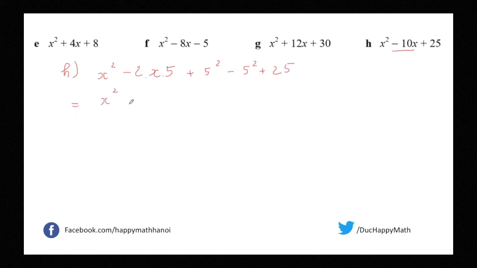Sorry, this is 5 here. The first three terms equal h minus 5 square outside, and minus 25 plus 25. So this expression becomes h minus 5 square.